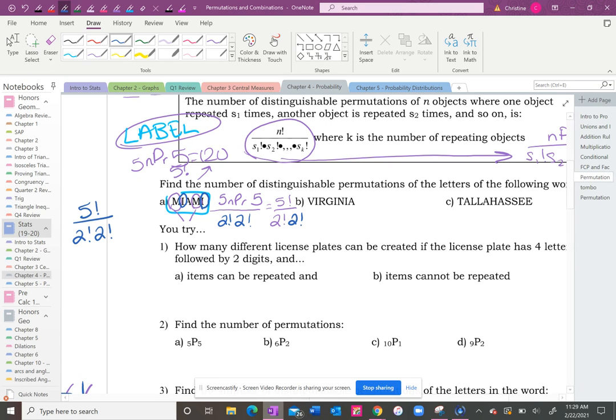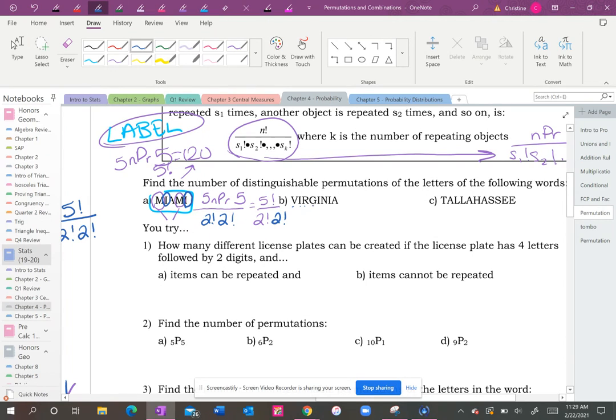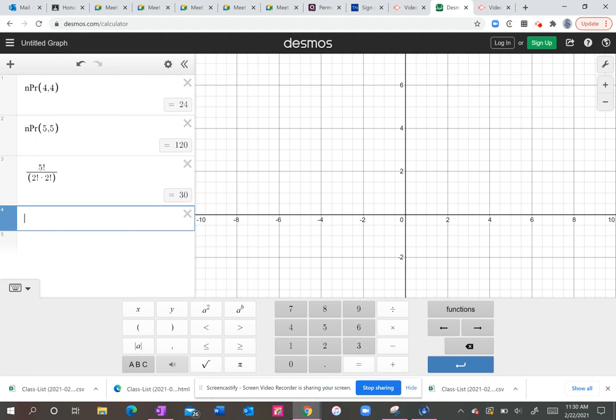Virginia. First, count how many letters are in Virginia. There are 1, 2, 3, 4, 5, 6, 7, 8. So I'm going to do 8 factorial, and I notice that there are repetitions. The letters that repeat are I, 1, 2, 3. That's it. So it's over 3 factorial. If you want to, you can imagine this written out and just do 8 all the way to 4, or just go to Desmos and type it in just like this.